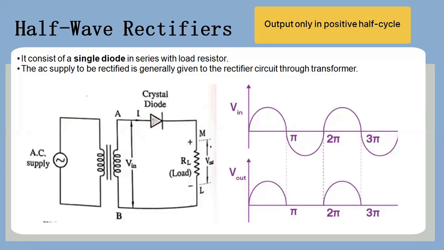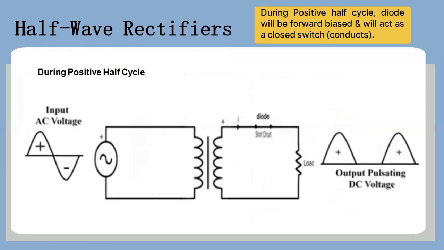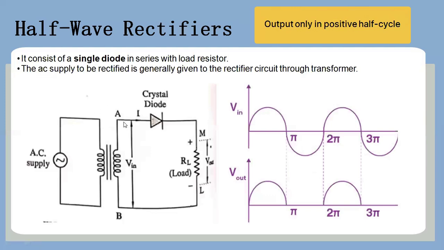Now, let us understand how we are getting this type of output. Starting with the positive half cycle of the input, because of this positive half cycle, at the secondary of the transformer we have a positive value at the top and a negative value at the bottom. Here you can see that we have positive at this terminal, where the diode's positive side is connected, and negative at point B, where the diode's negative side is also connected.